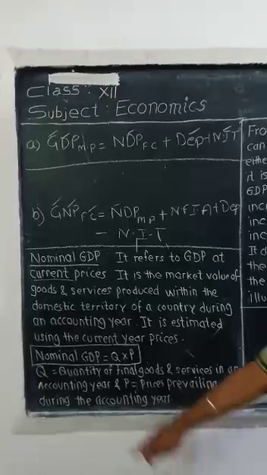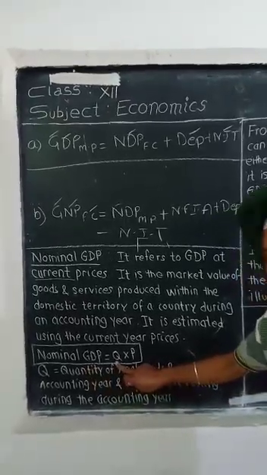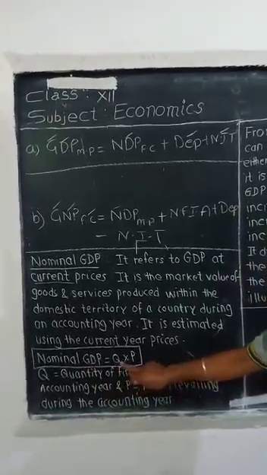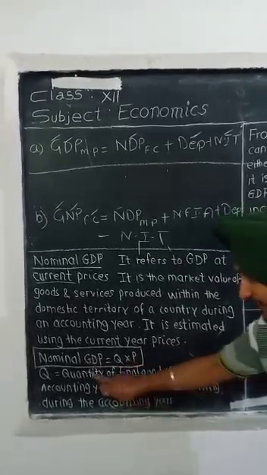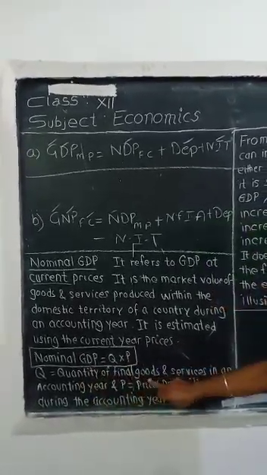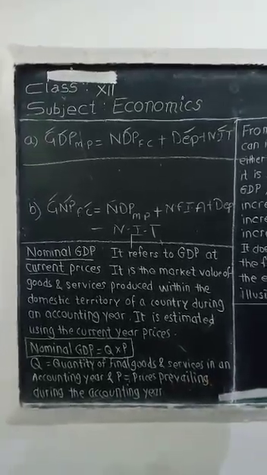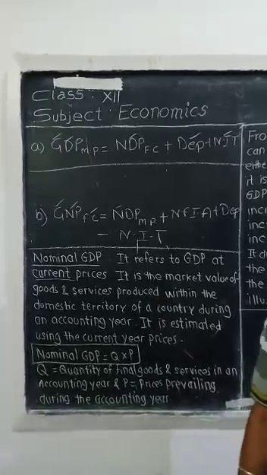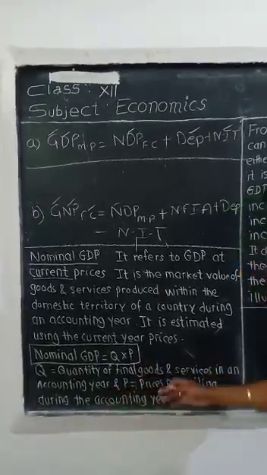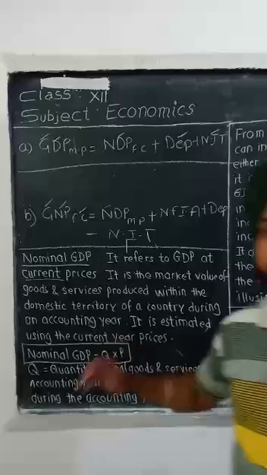So how to calculate this? Nominal GDP is equal to Q multiplied by P. Here Q stands for quantity and P stands for price. Q is the quantity of final goods and services produced in an economy in an accounting year, and P is the prices of the commodities of the year.